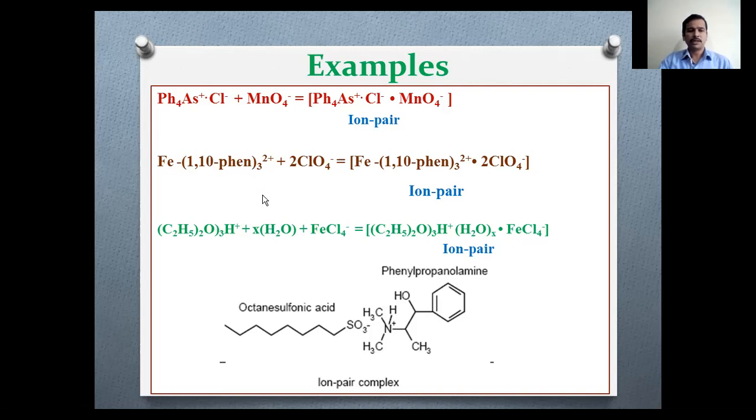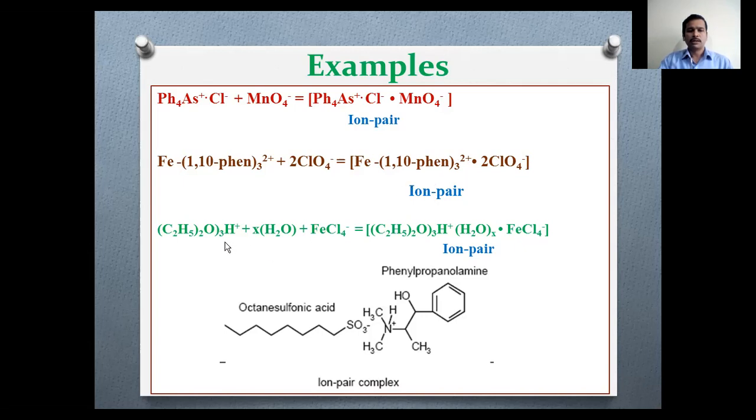You take any sample containing iron and convert that into iron 2 by suitable agents. If iron is present in the +3 oxidation state, you reduce it to iron 2. Then you add 1,10-phenanthroline, and you will get ferroin, the iron 1,10-phenanthroline complex. Then you add excess of perchlorate, perchloric acid or potassium perchlorate, and you extract into any organic solvent. You will get the ferroin perchlorate ion association complex, the iron 1,10-phenanthroline perchlorate ion association complex.